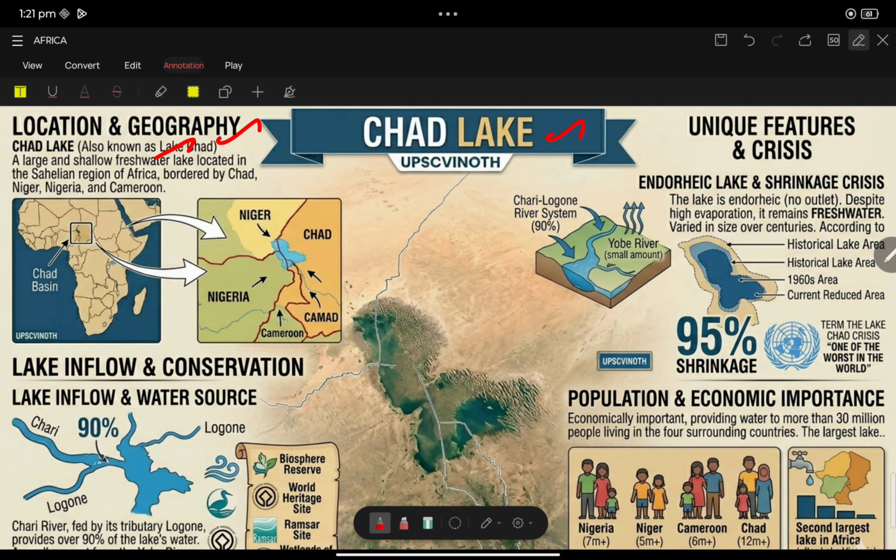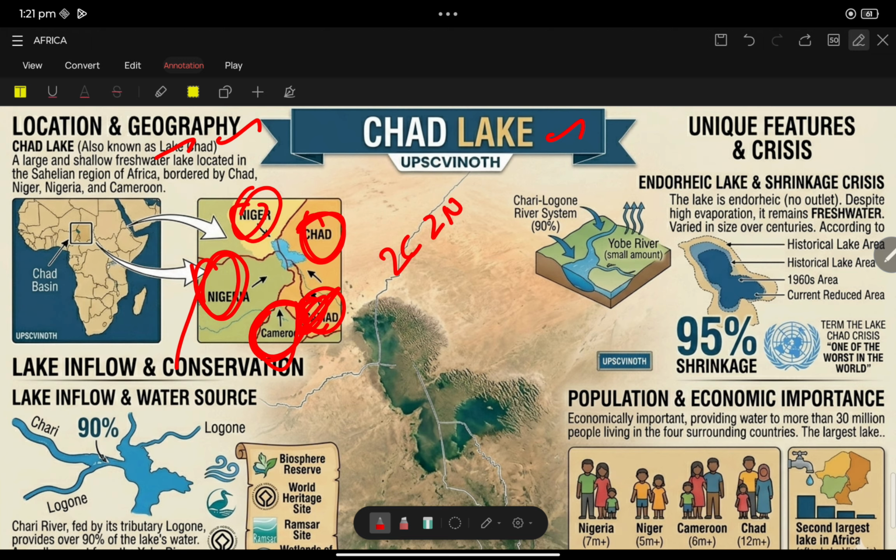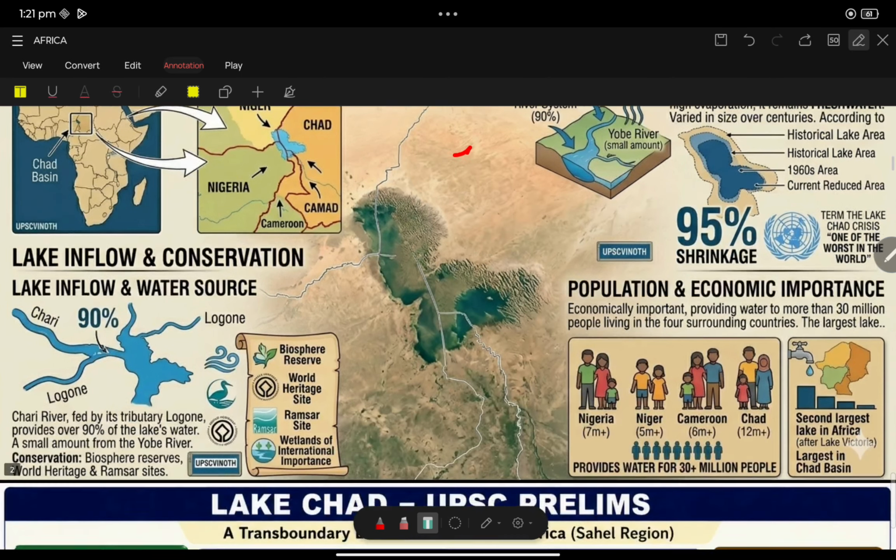It is located in the Sahelian region, bordered by Chad, Niger, Nigeria, and Cameroon. So 2C, 2N: Chad, Cameroon, Nigeria, Niger. It is very easy to remember, 2C, 2N. Mostly they will ask questions with respect to this only.